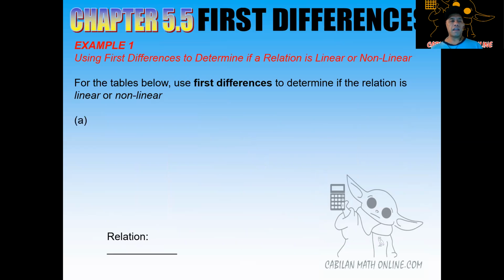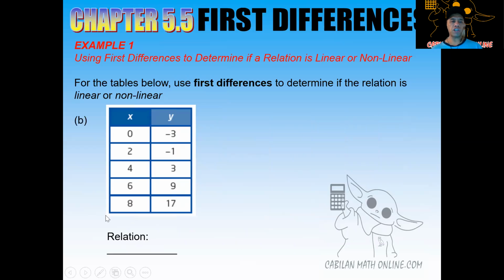All right, moving on to the next example over here. Just to double check, if you take a look at the x values, you notice that each of these x values are going up by the same amount. Always do an informal check just to make sure that you do have that, because the only time you can calculate first differences properly is if the x values are going up by the same amount. And in this case, we do.